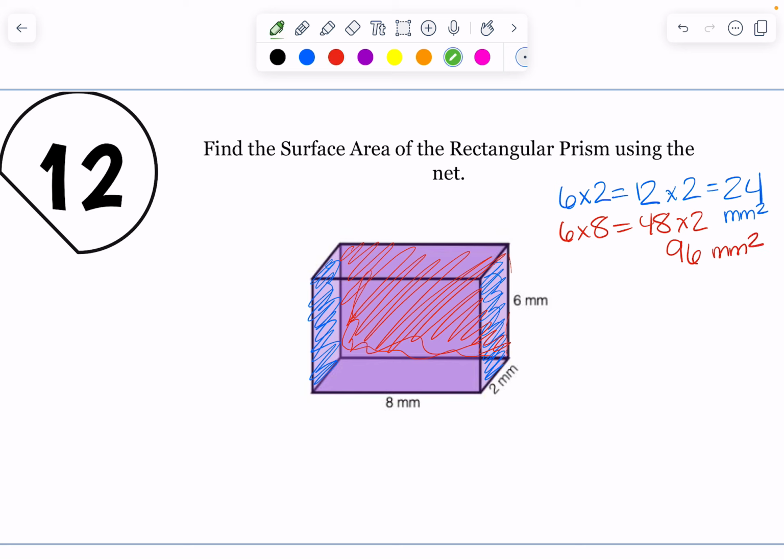Then I have two last faces to find: the bottom and the top. The bottom is going to be 8 by 2, which is 16. Again, if I know the bottom, I know the top, so I double that, and the total area for the top and bottom together is 32 millimeters squared. Now I would add these all up. 24 plus 96 is 120, plus 32 is 152 square millimeters.